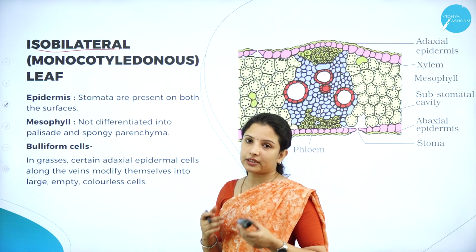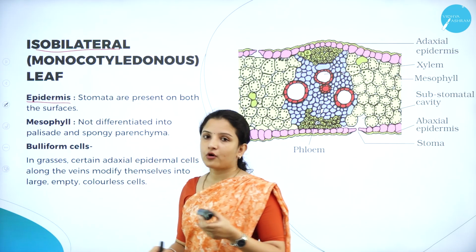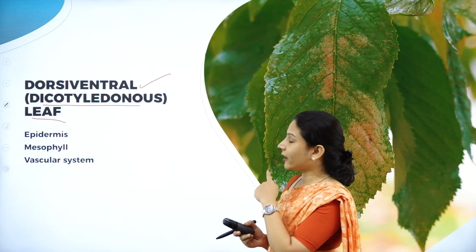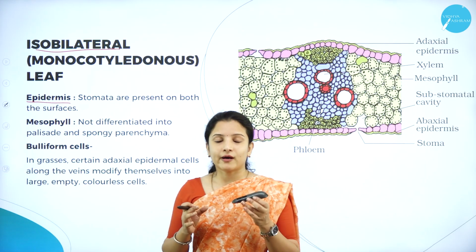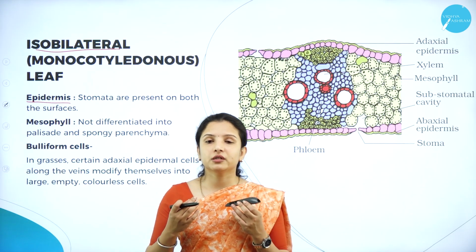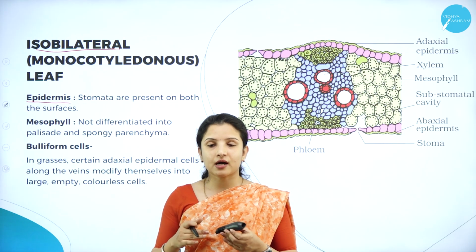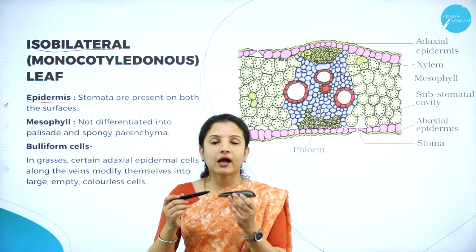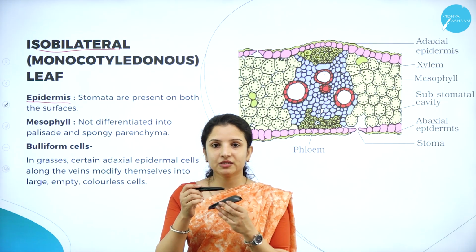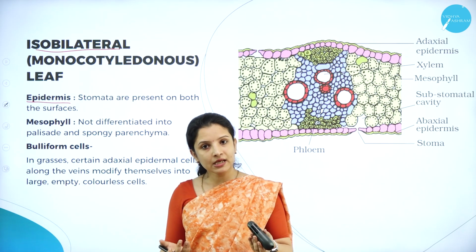We'll study all these one by one. First we'll talk about the important outer covering, the epidermis. One of the major differences between the dicot and the monocot is that in the dicot, the stomata are mainly concentrated on the lower epidermis, and on the upper epidermis they are very few, in negligible numbers, or they may be completely absent.